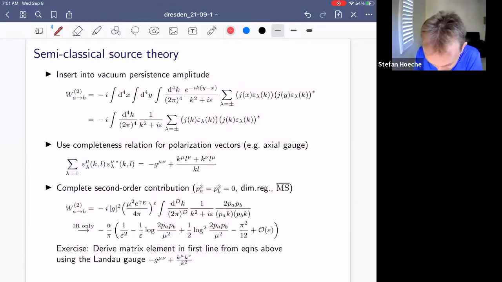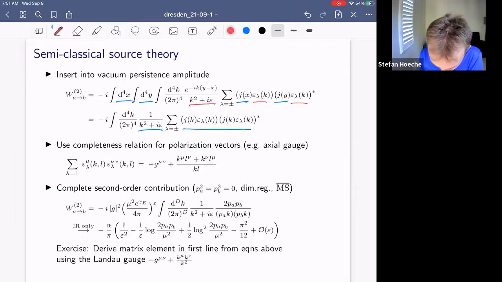Now I insert this Feynman propagator into my vacuum persistence amplitude. I have it here and here. Remember, you had to contract this with the currents through the minimal coupling. And what remains eventually, after you perform your integrals over positions x and y, is a fully momentum space result, which has a propagator term and some product of currents times polarization vectors.